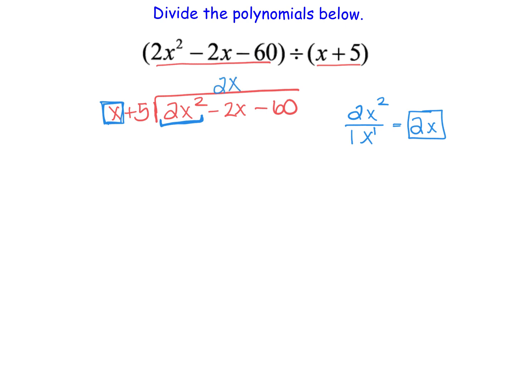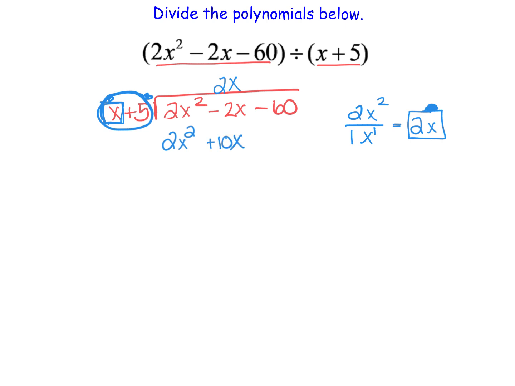Now this 2x here, believe it or not, is the first part of my answer with my division. And so now that I know that I need to have 2x times x in order to eliminate that 2x squared, I'm going to take this 2x here and multiply it by both x and 5. So if I take 2x times x, I get 2x squared. And then if I take 2x times 5, I get a positive 10x.